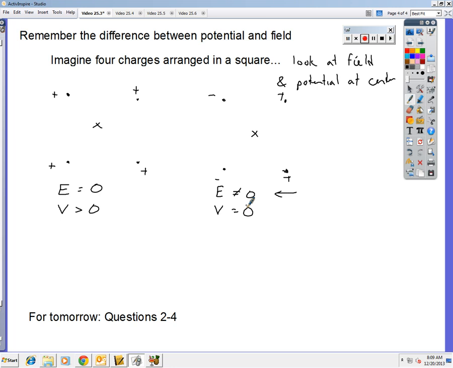What you should do, try to figure out a way to arrange these 4 charges, positive or negative, so that both electric field and potential are 0. And there's actually 6 different unique arrangements of charges for this, but I'll let you figure that out. I think one of your problems is something like this. What I'm going to check tomorrow are questions 2 through 4, which deal with calculations of potential due to point charges.